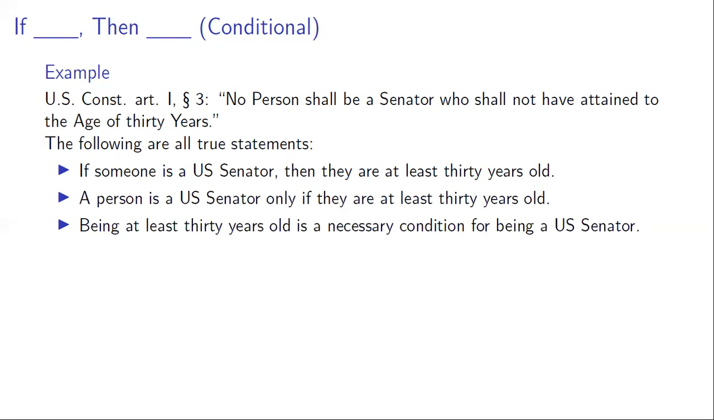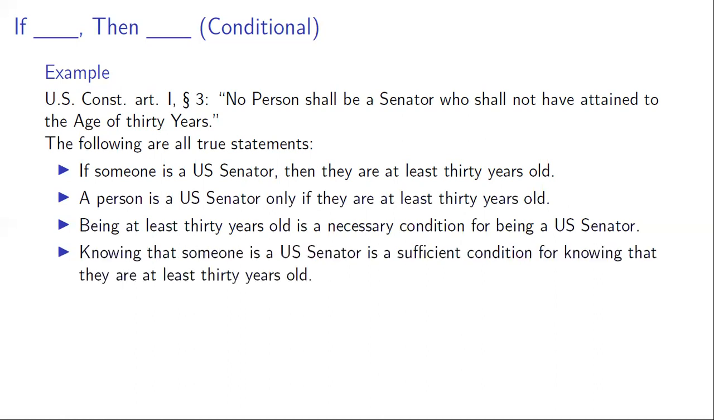Being at least 30 years old is a necessary condition for being a U.S. senator. Meaning you need to be at least 30 years old. It's necessary to be at least 30 years old in order to be a U.S. senator. Here's another way. Knowing that someone is a U.S. senator is a sufficient condition for knowing that they are at least 30 years old.